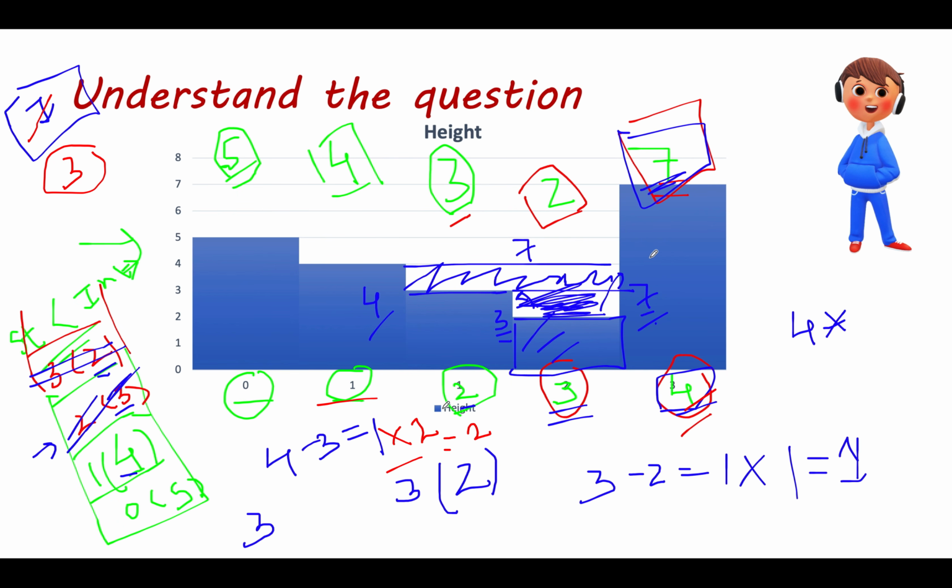And how have we calculated the width? Let me just reiterate. We had 7 at index 4, we had 4 at index 1. So 4 minus 1 minus 1. We need to subtract 1 extra than the difference between these indexes. Now let's again continue the process.